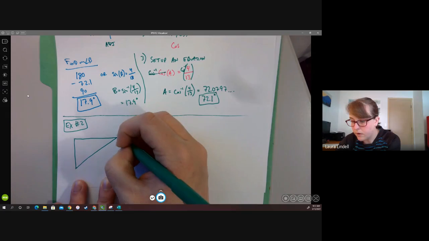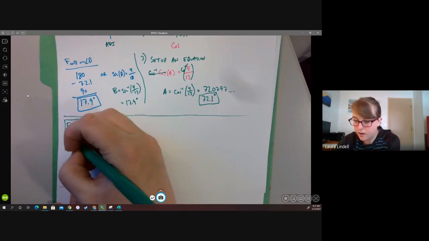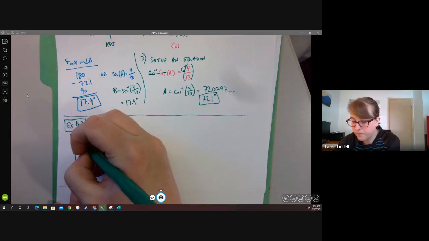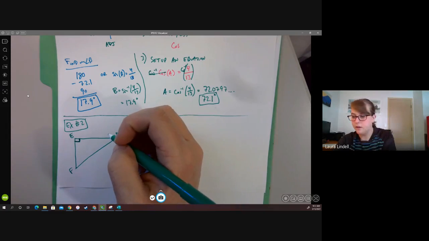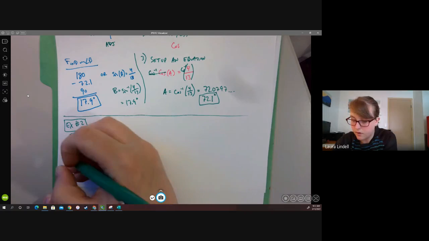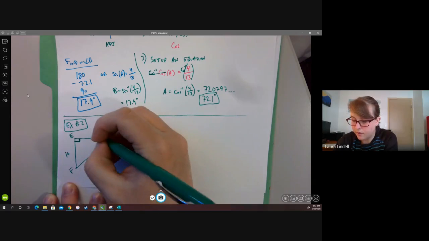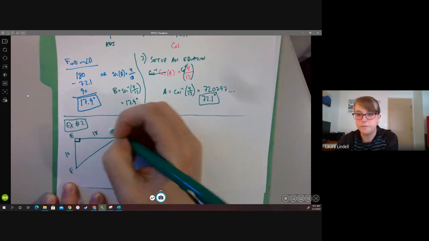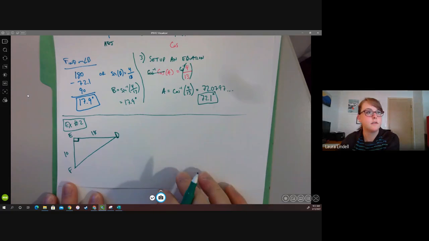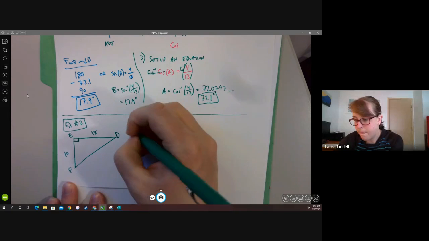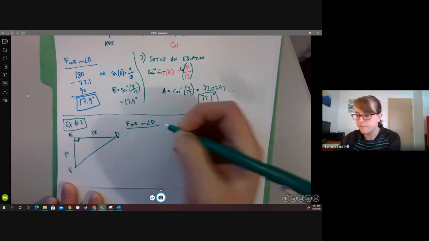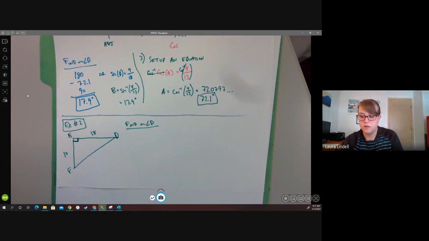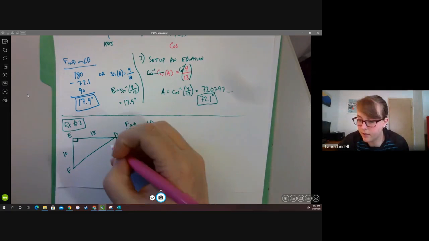We'll call this one angle D and E and F. And this time we'll be given that this is 10 and this is 18. And this time we want to find the measure of angle D first. Okay. Finding the measure of angle D.